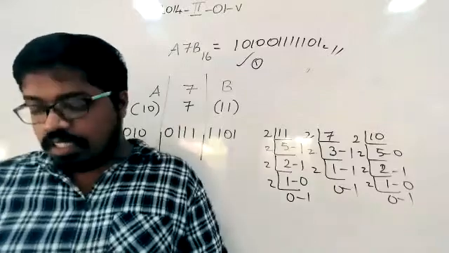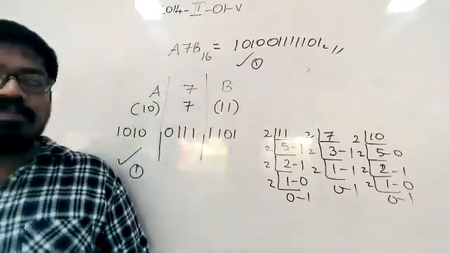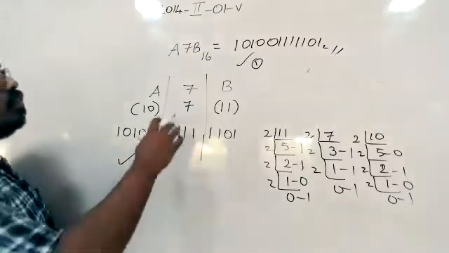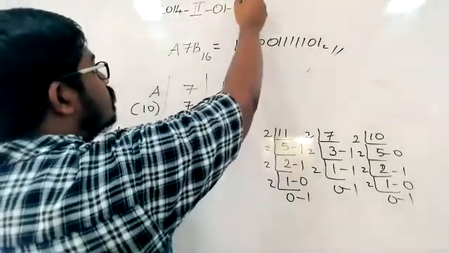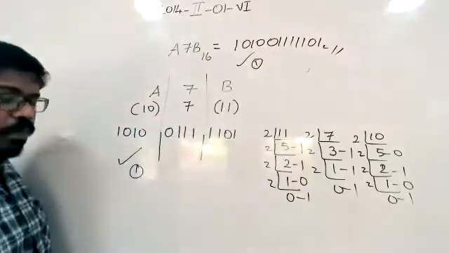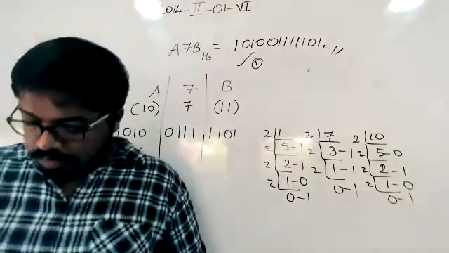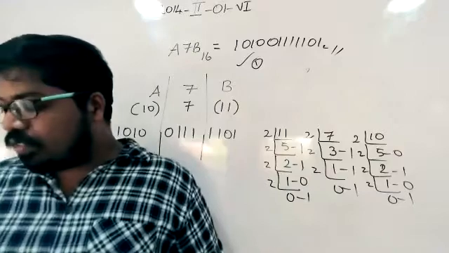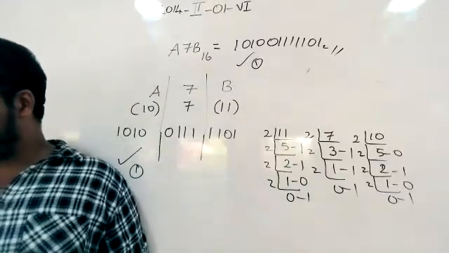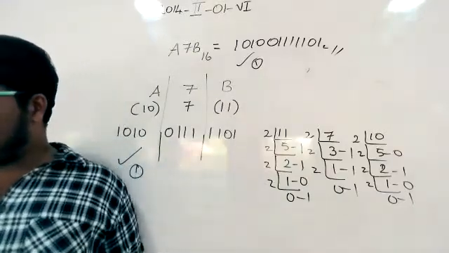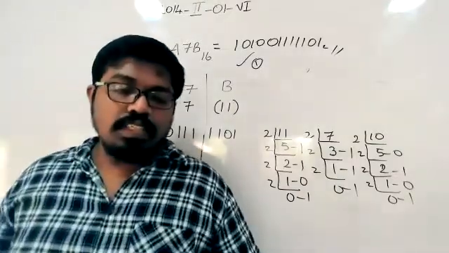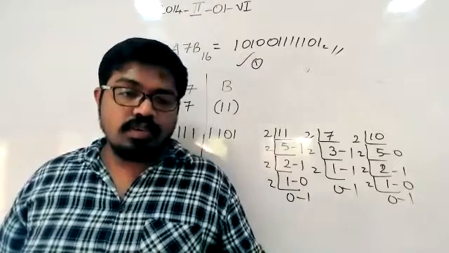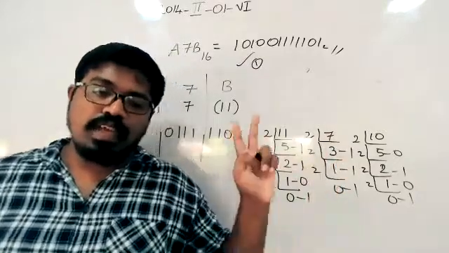There's another question in the 2014 paper, part 2, question number 1, part 6. The question is: encoding schemes are used to represent characters and symbols within the computer. List 2 different encoding schemes. So you can write EBCDIC, ASCII, Unicode. Any 2 options are correct.